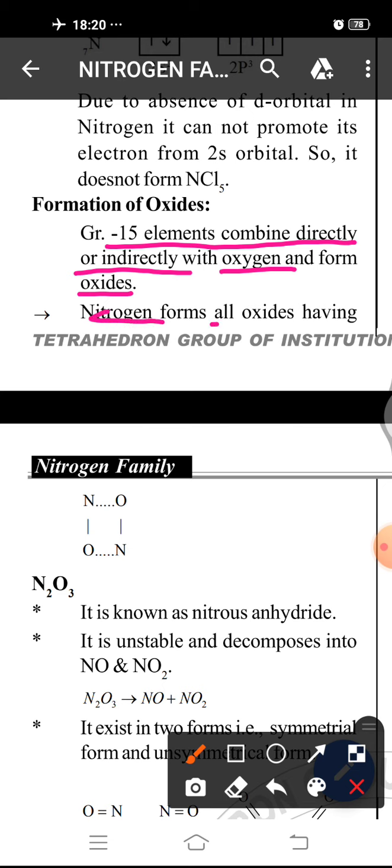Nitrogen forms all oxides having oxidation state from +1 to +5.